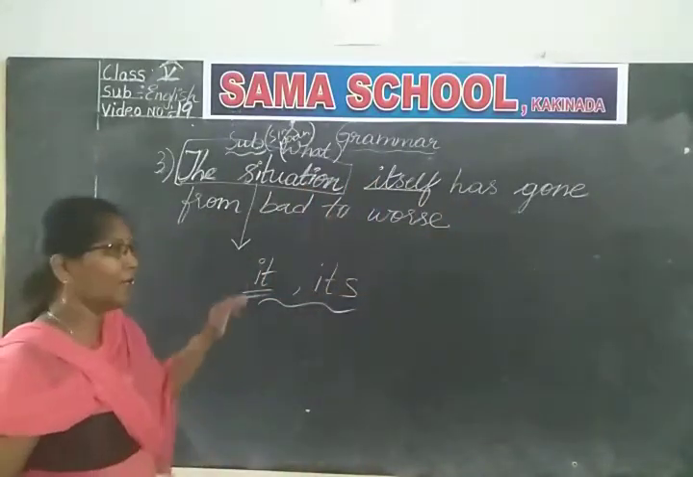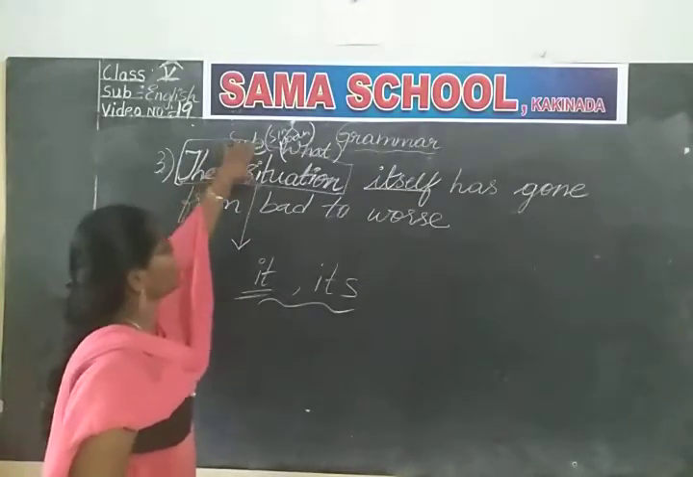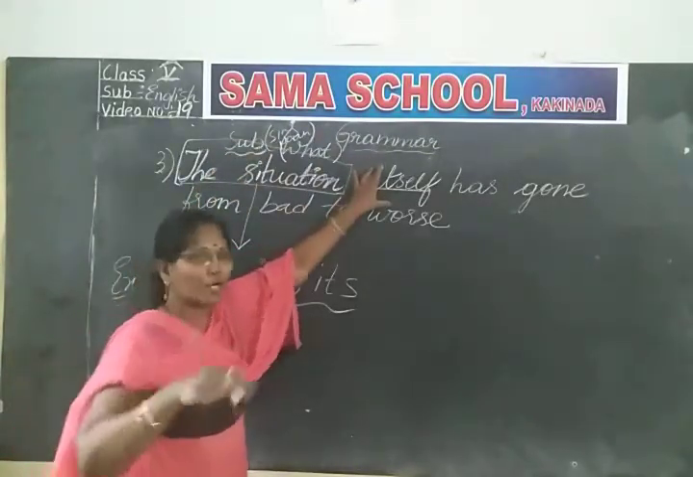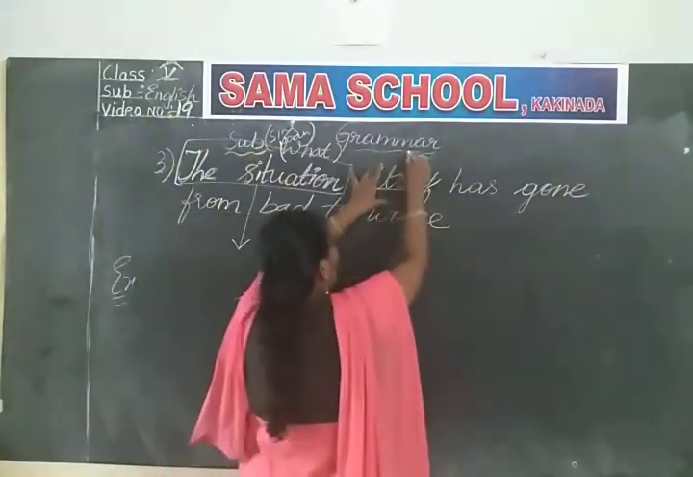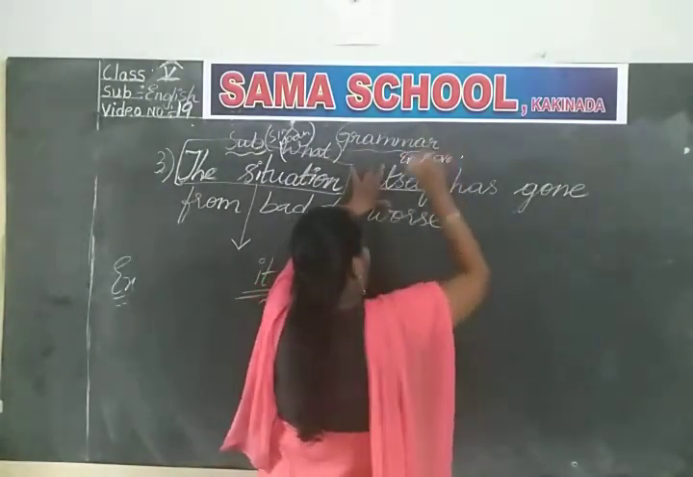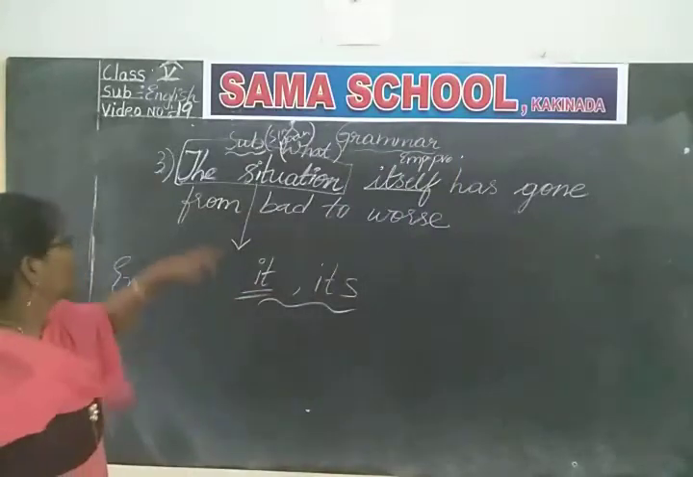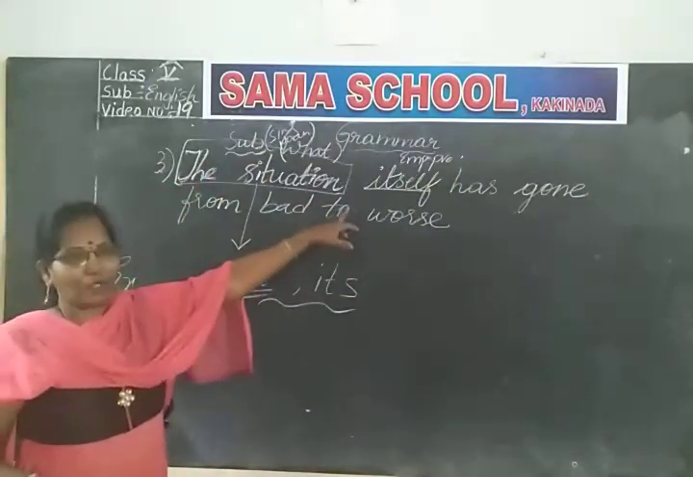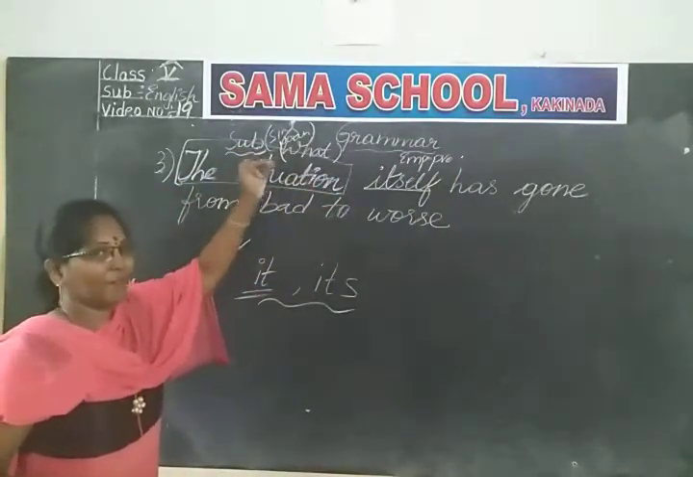Is it clear, children? That means here, next to the subject, we got this pronoun. So this is called an emphatic pronoun. Clear, children? Here, next to the subject we got it, that's why we call it an emphatic pronoun.